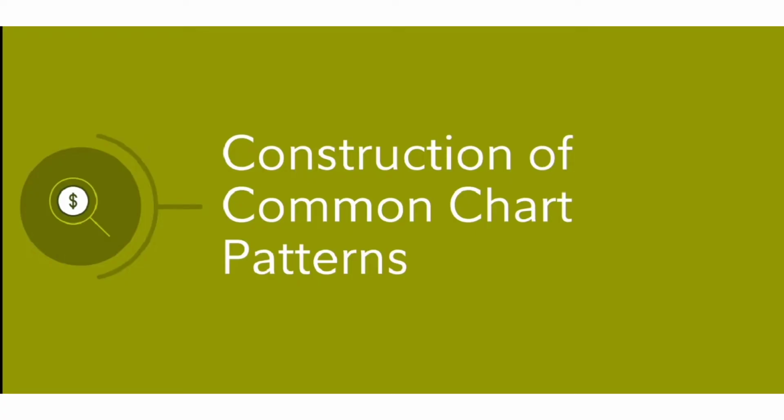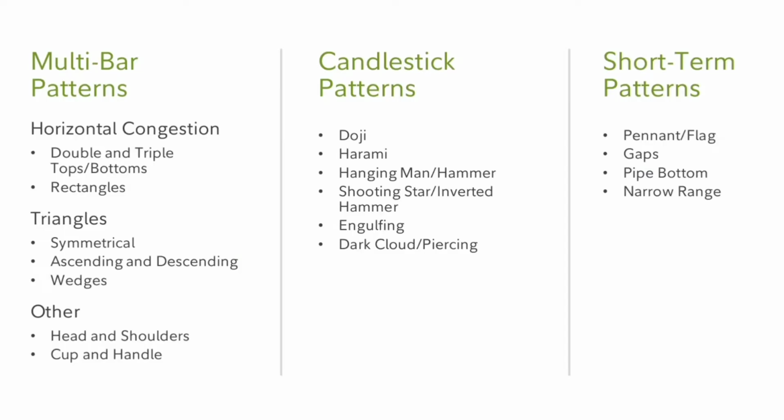Number 3. Construction of common chart patterns. Chart patterns are converted into three types: 1. Multi-bar pattern. 2nd. Candlestick pattern. 3rd. Short-term pattern. Multi-bar patterns contain horizontal congestion, double and triple tops and bottoms, rectangles, triangles, symmetrical, ascending and descending, wedges, other, head and shoulders, cup and handle.